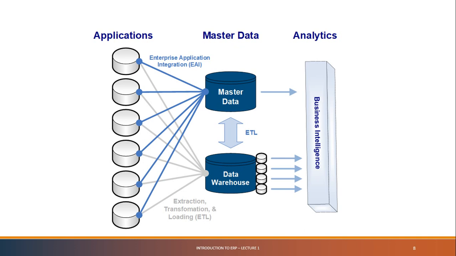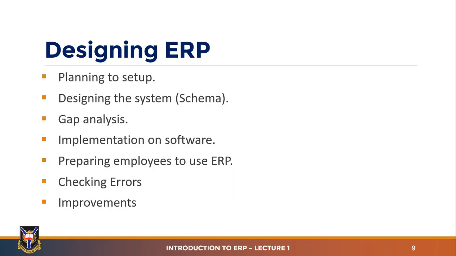And at the end of everything, we want to have business intelligence, that is the analytics part of using the enterprise resource planning. So to design ERP, we need to make a proper plan. We have to plan to set up. We have to look at, okay, this particular business, are we a business involved in buying and selling, or a business that is into production or manufacturing of gadgets? We have to plan what aspect of this business we want to use ERP to integrate.